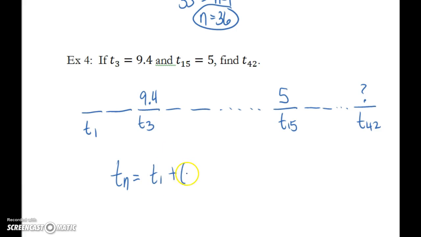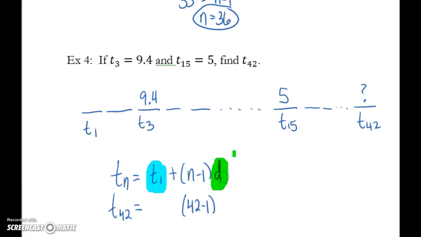So t sub n equals t sub 1 plus n minus 1 times d. And since we're finding t sub 42, we know that n equals 42. But there are two pieces of this formula that are missing. We don't know t1, and we don't know our common difference, d. So let's think about what we are given here. We're given that our third term is 9.4, and our 15th term is 5.